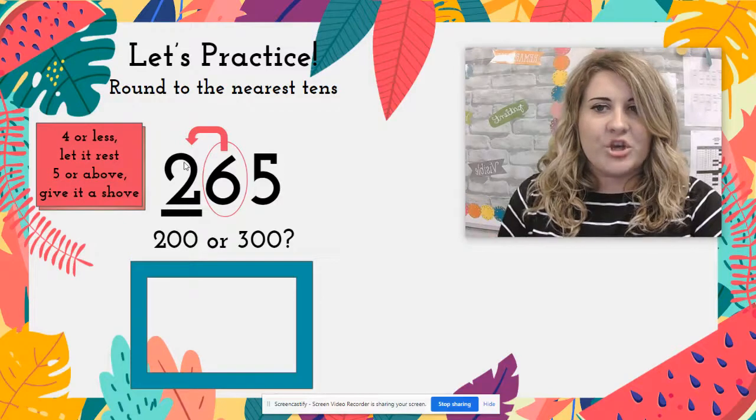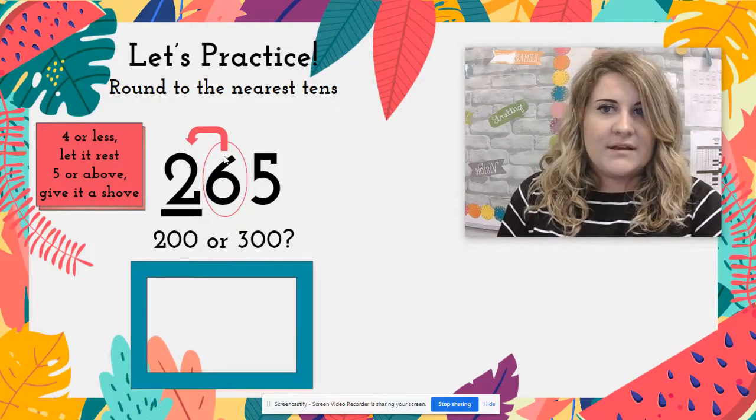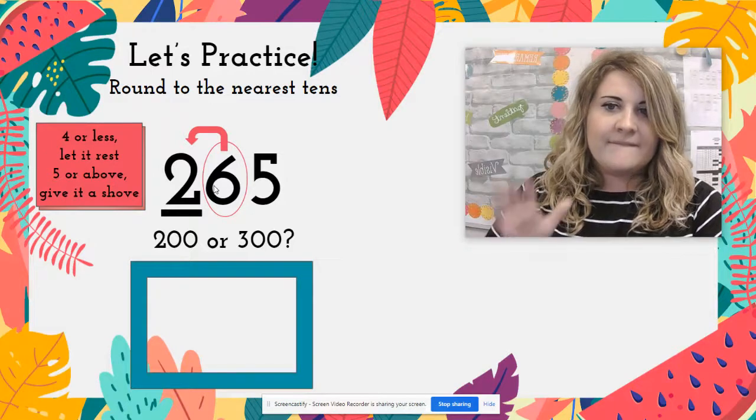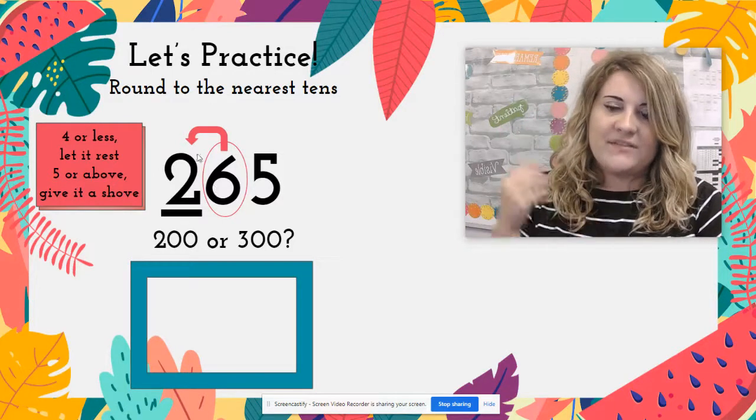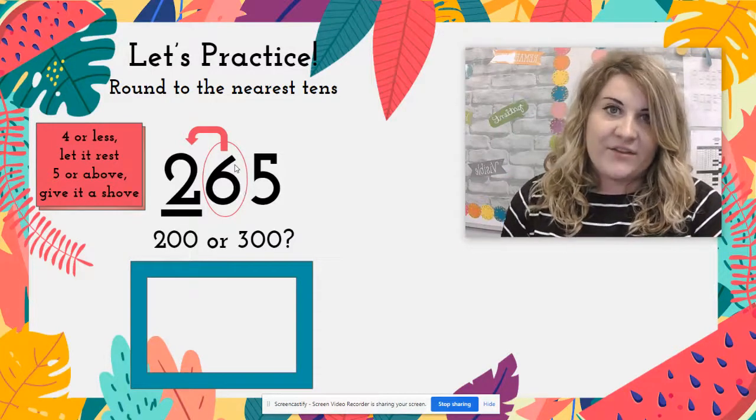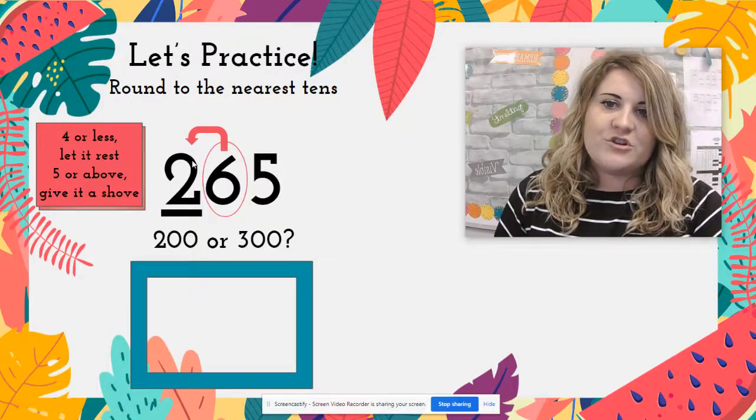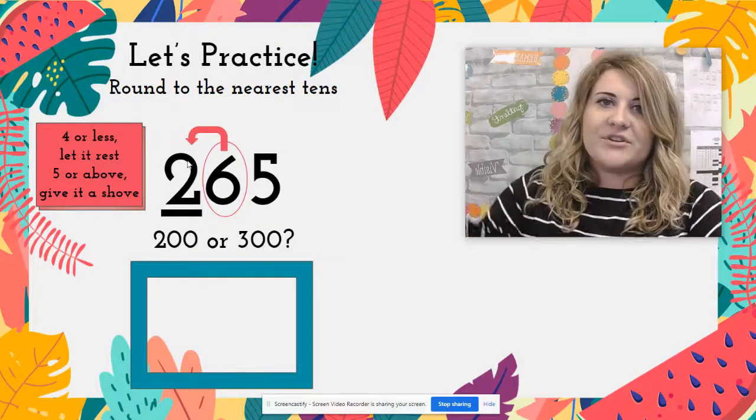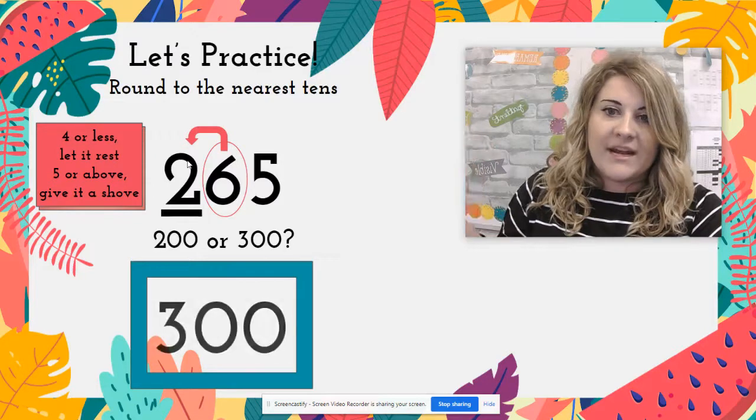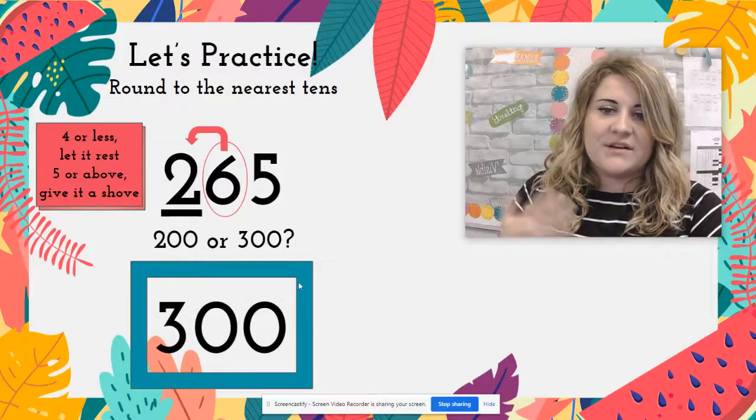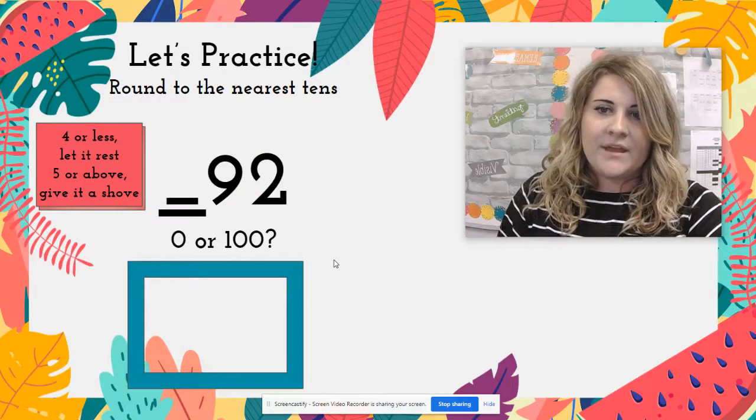The 6 tells the 2 to what? Is this 4 or less? Let it rest. 5 or above, give it a shove. 5 or above, we're going to give it a shove because this is 6, and 6 is bigger than 5. 6 is telling the 2 to shove up. What comes after 2? 3. And then the 6 and the 5 become zeros. Our answer is 300, okay?